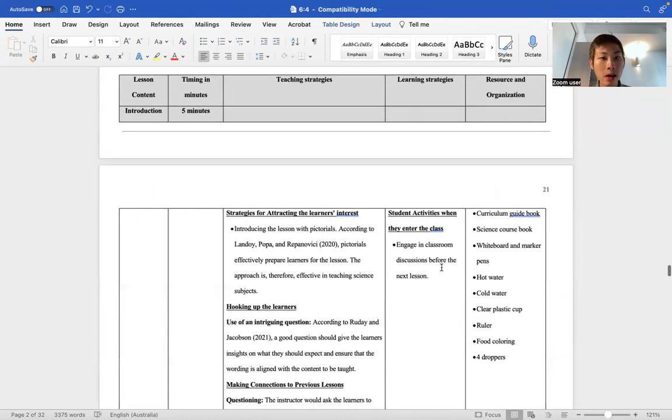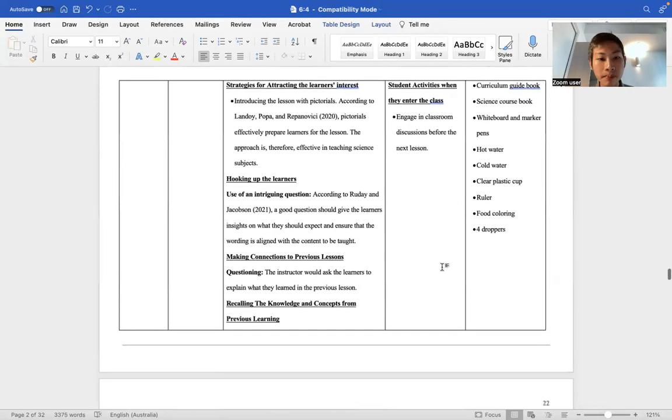So let's talk about what are the strategies that I've used in this final lesson. I have used pictorials again, like in the previous lesson, Landau, Popper, and Repanovici. Pictorials are one of the best ways to deliver this lesson. In this case, I have used an intriguing question. That's what differentiates lesson 2 from lesson 3, where I have used a good question based on Jacobson 2021 to give the learners an insight on what they should expect in this increase or decrease in temperature.